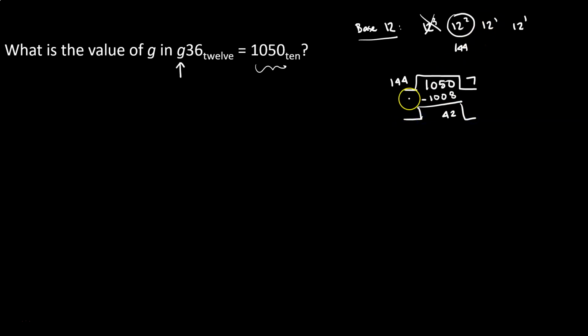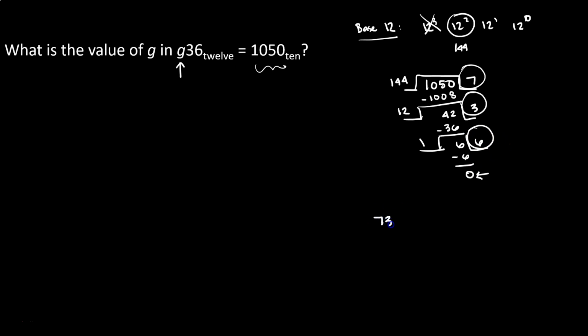Our next place value is 12 to the first, or just 12. 12 goes into 42 3 times. 12 times 3 is 36. 42 minus 36 is just 6. So we build our house around 6. Our next place value is 12 to the 0 power, which is just 1. 1 goes into 6 6 times. We subtract off the 6 to have 0. The 0 in the center tells us that we're done with this process, and the digits that we have on the right are what we would use to write this number in base 12.